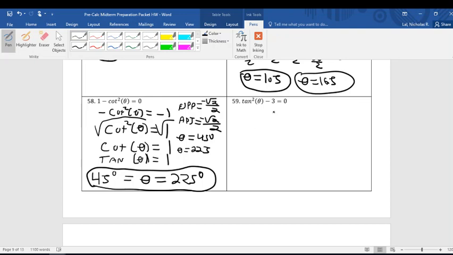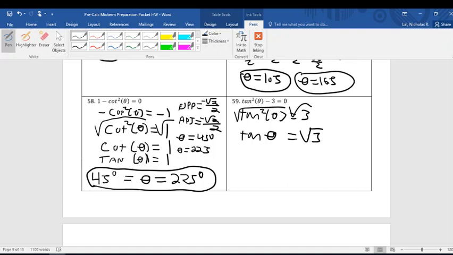So, last, tangent squared minus 3 equals 0. The tangent squared of theta is equal to 3. Root both sides. If I take the square root, that means the tangent of theta is equal to the square root of 3. The square root of tangent squared of theta is the tangent of theta, and the tangent of theta is equal to the square root of 3. And when is the tangent of theta equal to the square root of 3? Well, we have 1 over root 3, 1, root 3.